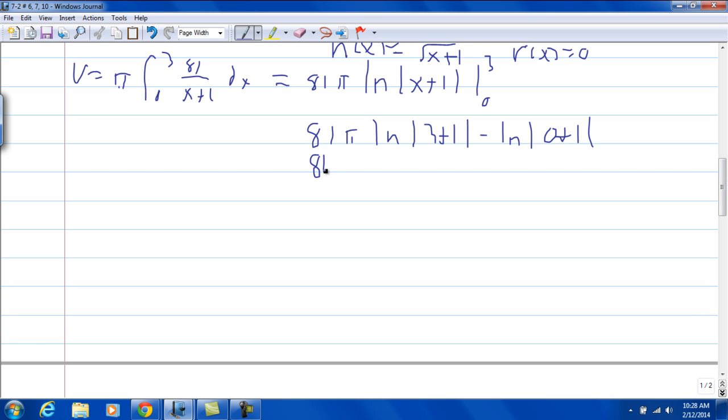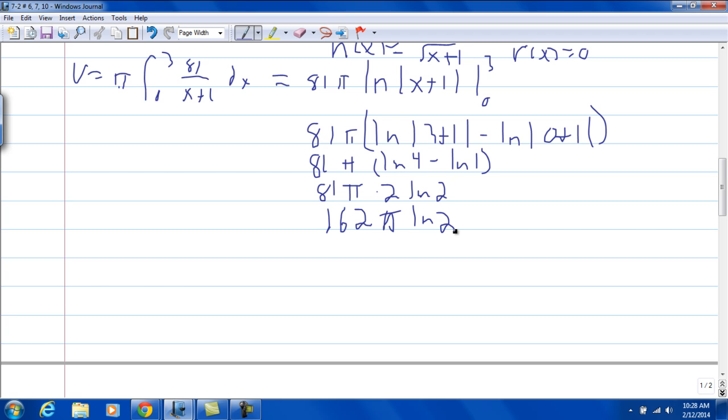So that's going to be 81 pi times natural log of 4 minus natural log of 1. So that's 81 pi times 2 natural log of 2. 4 is 2 squared. And the natural log of 1 is just 0. So we can call this 162 pi natural log of 2, or call it 81 pi natural log of 4. They're the same thing.